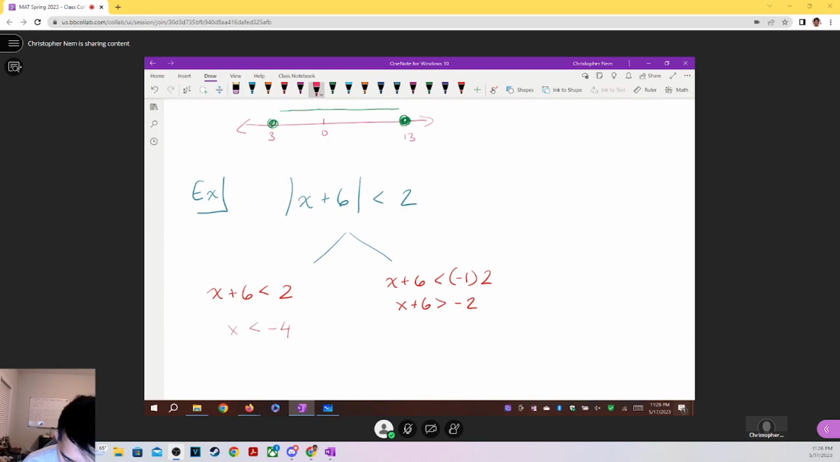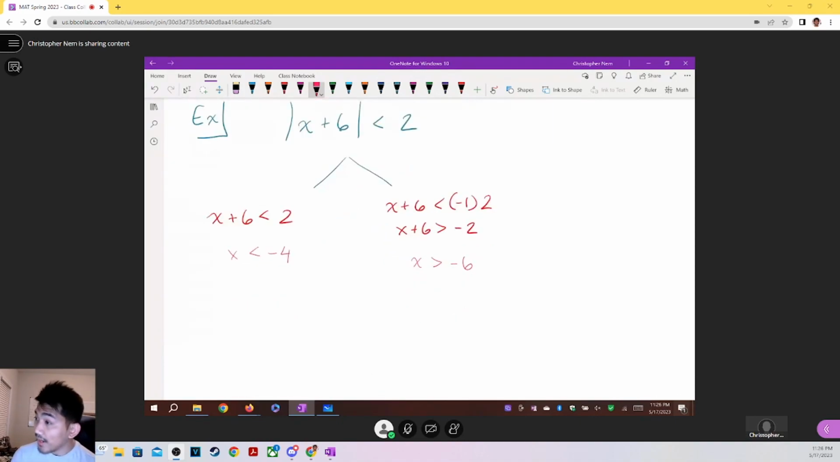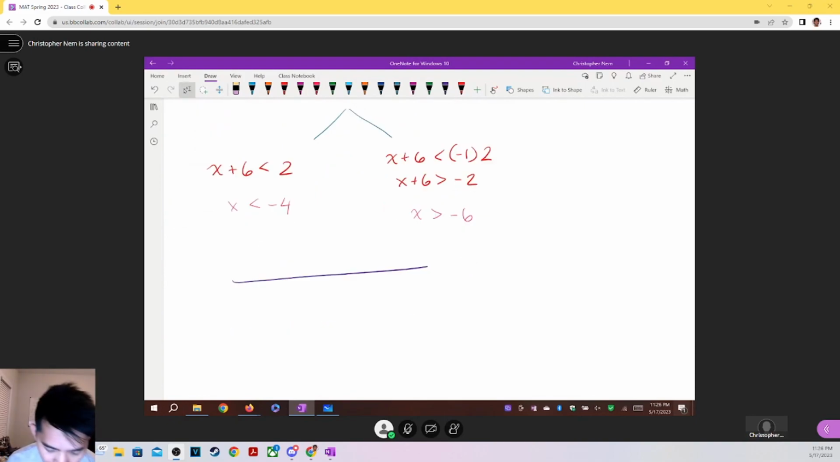Negative 4, x is greater than negative 6. All right. So I have these two. Now, I want to graph it real quick to find out the solution. If I want to write this out, I have negative 4 here. I have negative 6 because negative 6 is a smaller number. I have 0 somewhere around here.